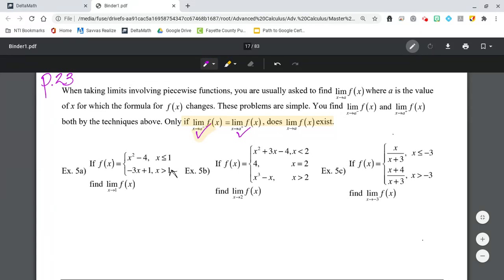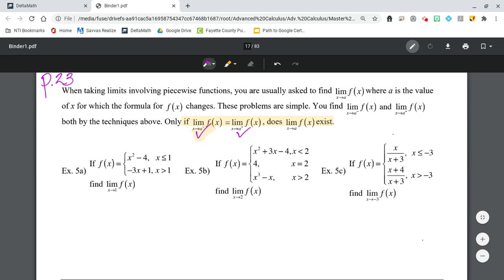So let's look first at this first example. We've got f of x equals x squared minus 4 if x is less than or equal to 1, or f of x equals negative 3x plus 1 if x is greater than 1. I need to erase that stray mark there.